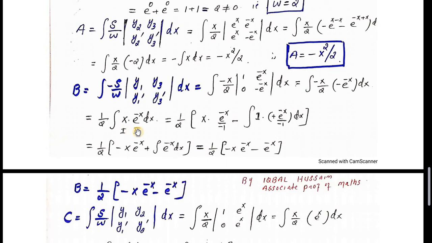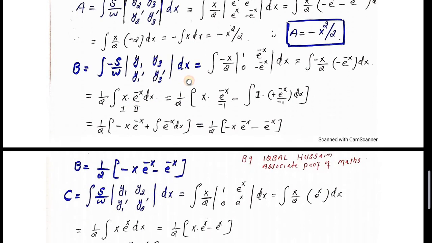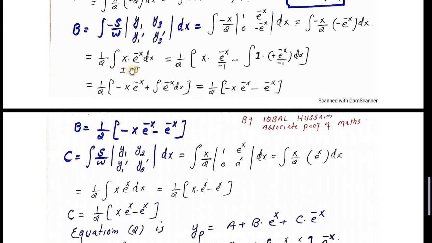Now here we will use the integration by parts. This is first function, this is second. So first function integral of this second, which is this one. Now the derivative of x is equal to 1, and this integration will be here again. Now minus into minus is equal to plus, and integral of e power minus x is equal to minus e power minus x. So this is value of b.